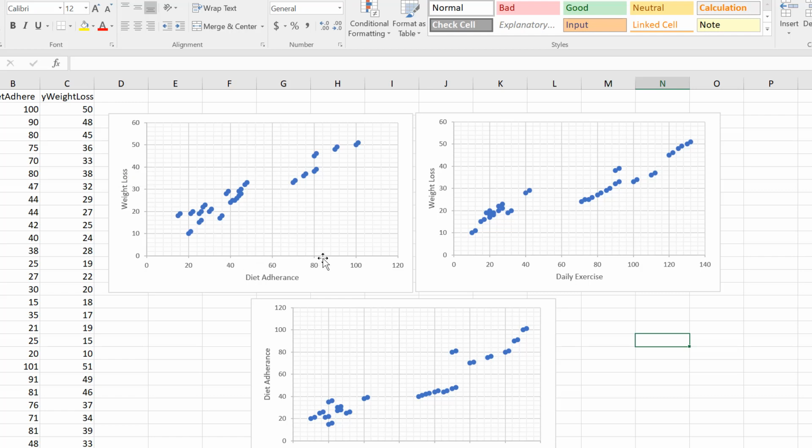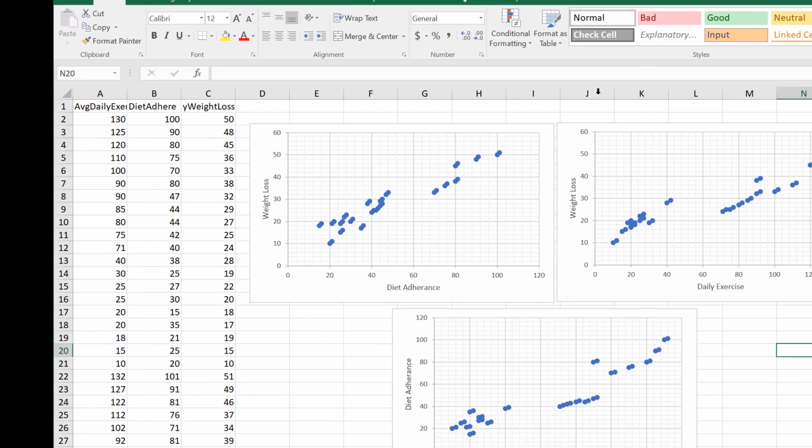And you can see the greater proportion of the time they stick to the diet, the greater the weight loss. Here we can see their average daily exercise and their weight loss. And here again, there's a strong positive relationship with their average daily exercise and how much they're losing weight. Finally, we take the two input variables and plot them by themselves, and you can see that diet adherence and daily exercise seem to be highly related to one another. So essentially, we have three columns of information that have a high relationship with one another.